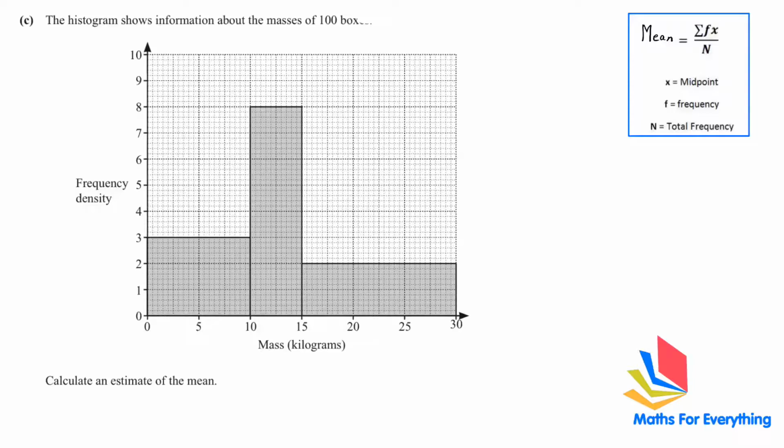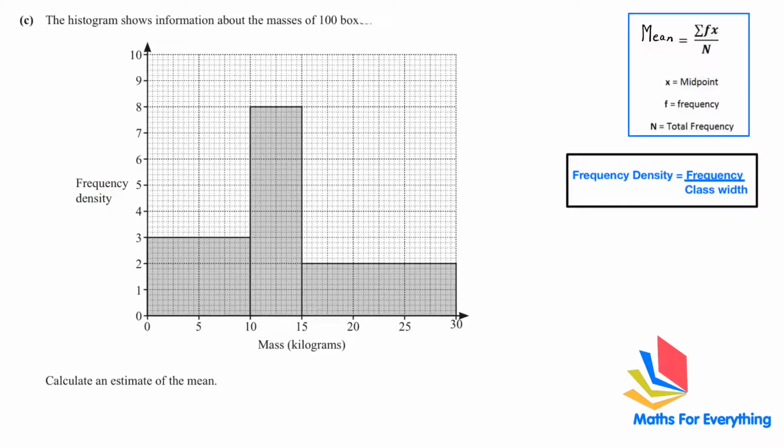But we do not have the frequency. Therefore, we need to use another formula. If the frequency density is given to us and we want to find the frequency, we use this formula: frequency density is equal to frequency divided by class width. So if you want to find the frequency, you have to multiply the frequency density with the class width. So that's what we are going to do for each bar.